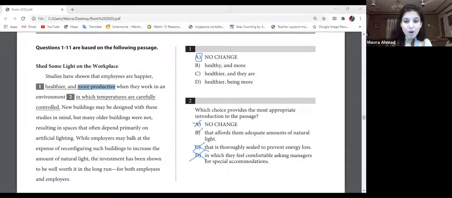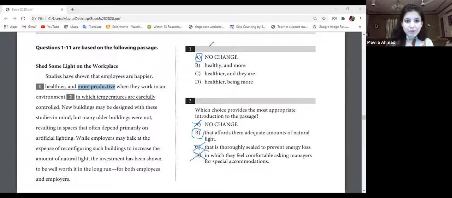So the right option for 2, the right answer for 2 is going to be B, because ways in which exposure to natural light affects employees is the main subject of the question. Okay, main subject, main introduction to the passage and the right answer for the question. Okay, let's move on to the next set of questions.